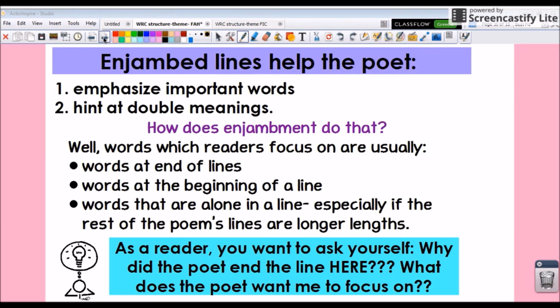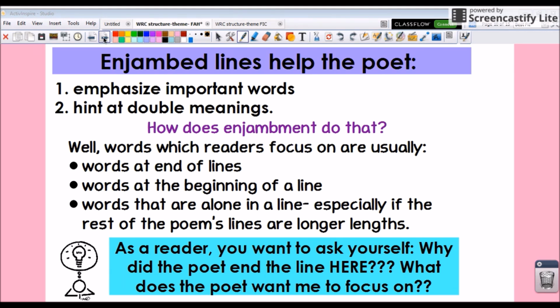So enjambed lines help the poet emphasize important words. It can hint at double meanings. How does enjambment do that? What do we even mean by double meanings? Double meanings is like where a word means one thing, but could also have a second meaning. So enjambment can do that because readers are going to naturally focus on words that are at the end of lines. They're going to focus on words that are at the beginning of a line, and they're going to focus on words that are alone in a line, especially if the rest of the poem's lines are longer.